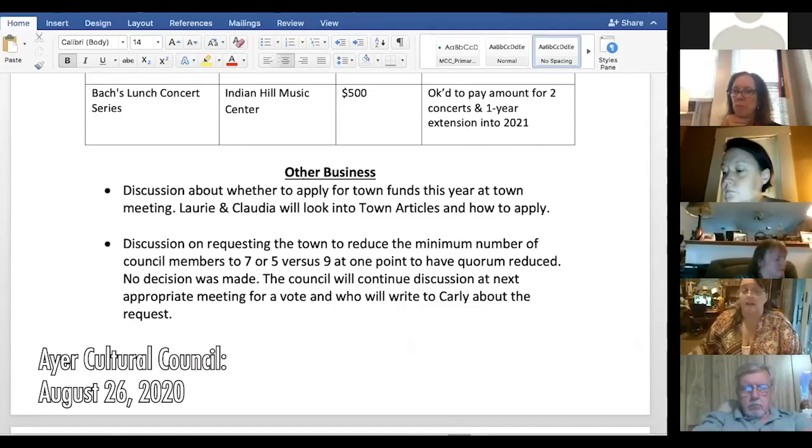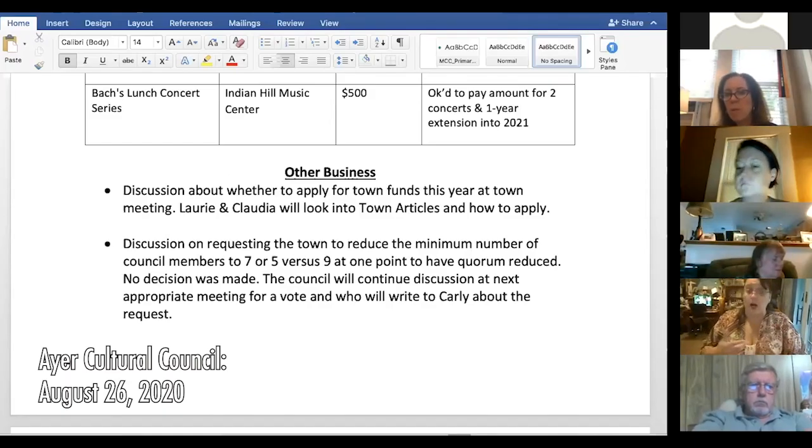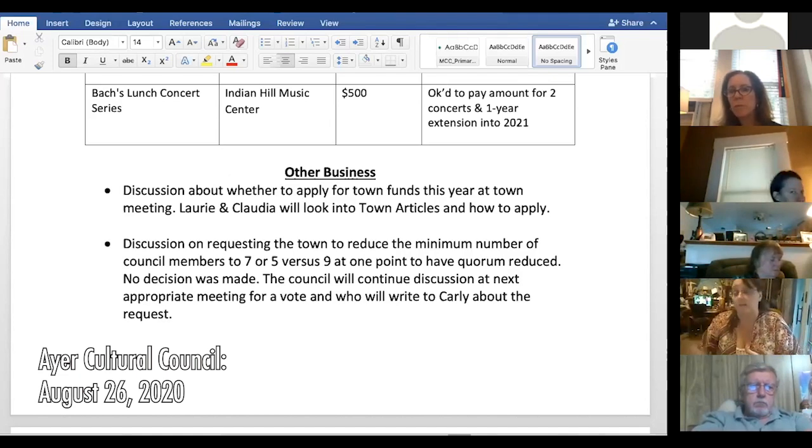And over the last couple of years, we've actually been under that number and operating under that number, even though the town minimum wasn't met. So we've been operating under this, not really realizing that we had an incorrect number of people. So we can have more council members, but we want to make sure that even if we have a minimum on the books, we can still operate and vote and function as a committee.